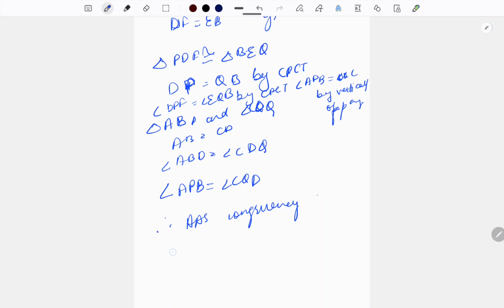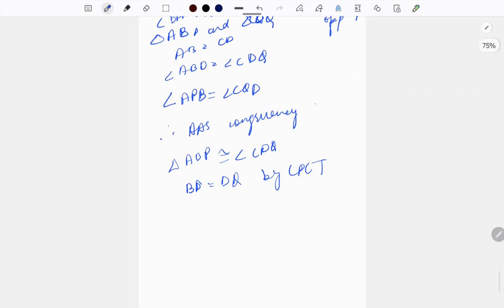triangle ABP is congruent to triangle CDQ. Now BP is equal to DQ by CPCT, ठीक है। अभी BP is equal to DQ, okay.